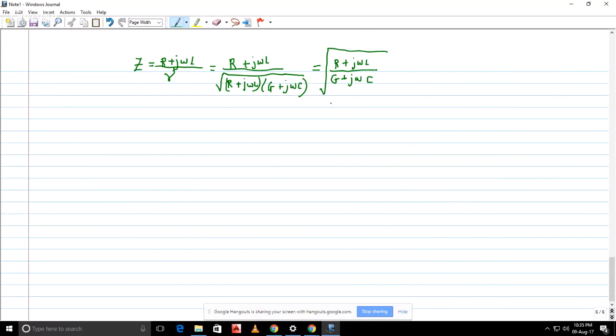Yes, correct. So now we have an impedance which depends on the parameters R, L, G, and C which we have found for a transmission line. This impedance is called the characteristic impedance, which we denote as Z naught. So for a lossy transmission line, Z naught is given as the square root of R plus j omega L upon G plus j omega C. I hope everyone understood what I'm doing, and where the characteristic impedance formula came from.